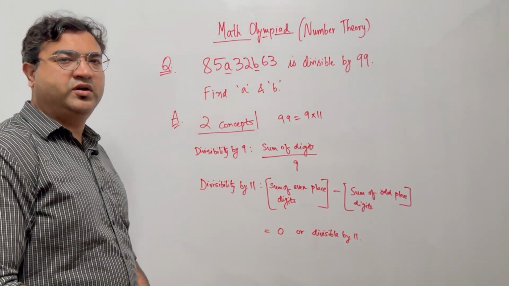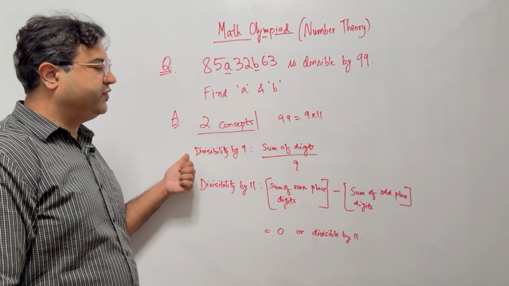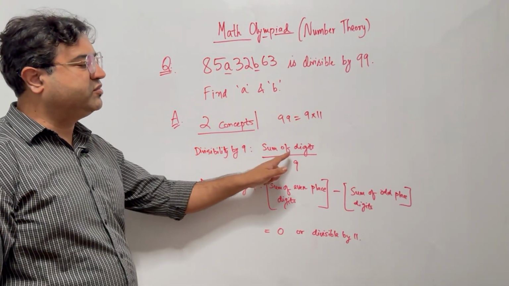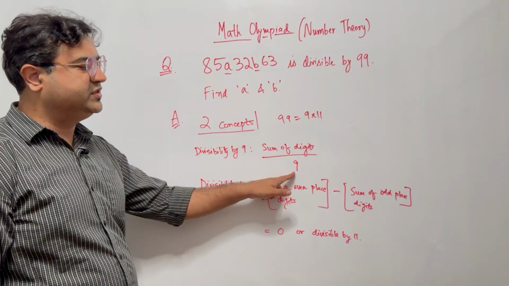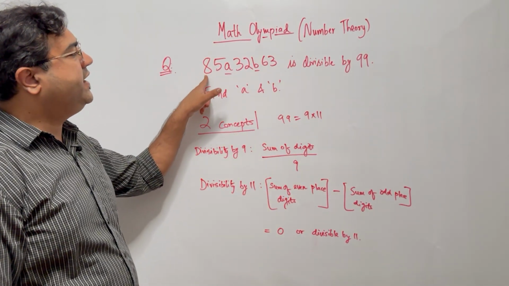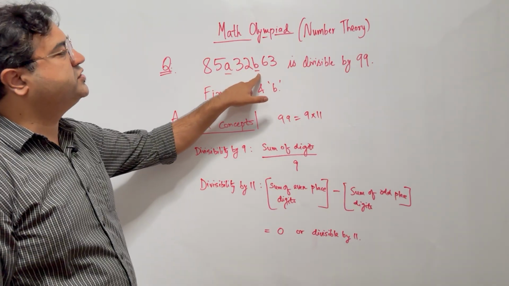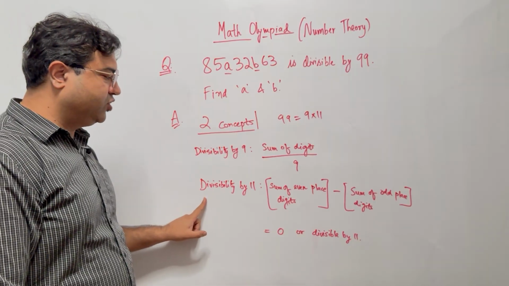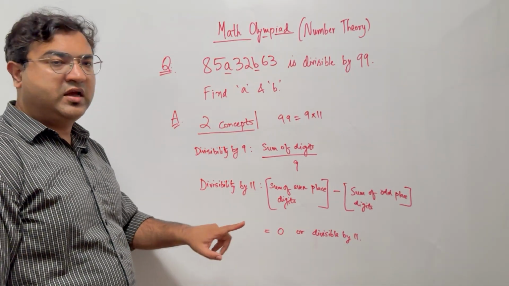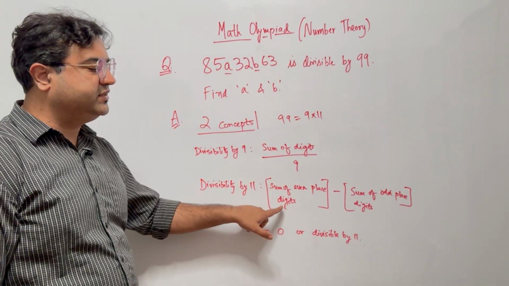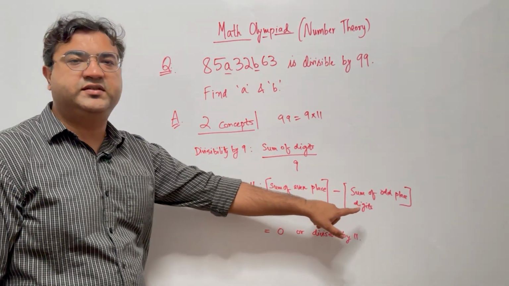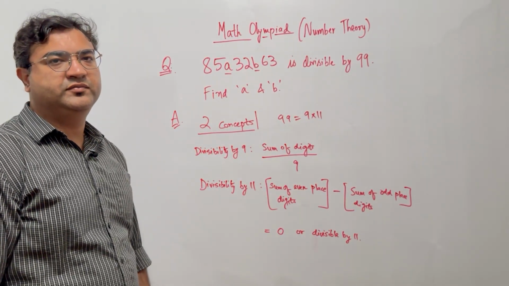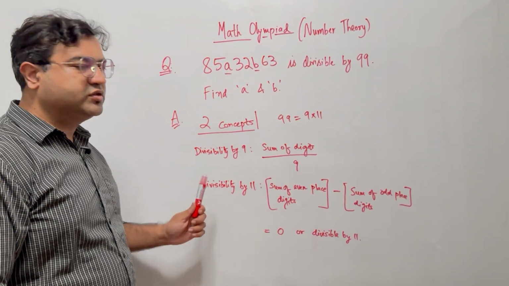First is divisibility by 9, where what we are looking for is the sum of all the digits in that number is divisible by 9. So in this case, 8 plus 5 plus A plus 3 plus 2 plus B plus 6 plus 3 should be divisible by 9. And the second concept is divisibility by 11. What it says is the sum of even placed digits minus the sum of odd placed digits should be either 0 or divisible by 11. So those are the two concepts that we need to learn here.